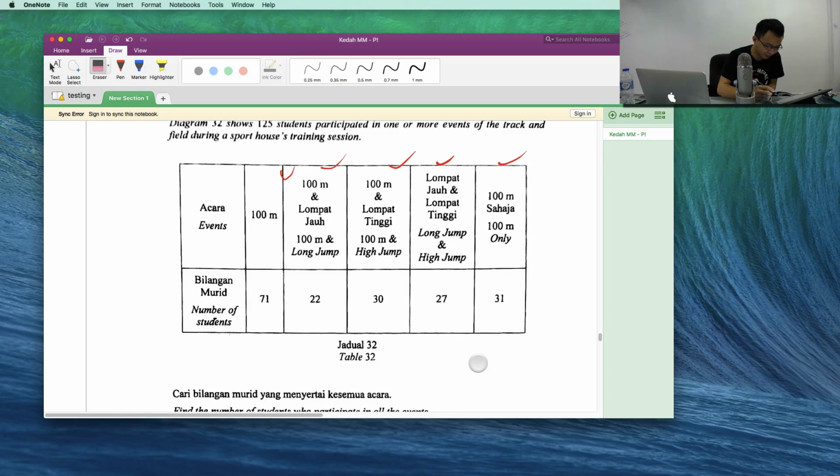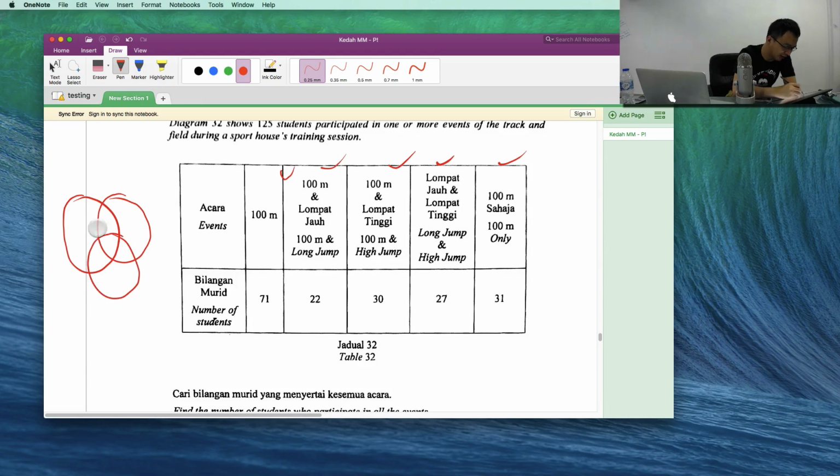Okay, so let's do it. How many activities do you have? We have 100 meter, and then we have lompat tinggi and lompat jauh, which is not the same, isn't it? Yeah, it shouldn't be the same. So lompat jauh, lompat tinggi. Lompat jauh dan lompat tinggi. Okay, yeah, I guess this is set.